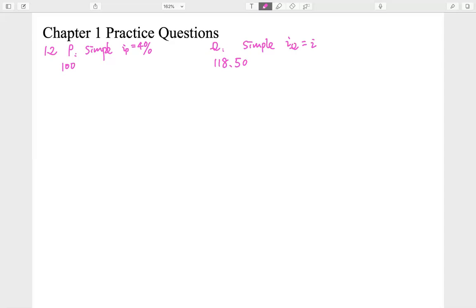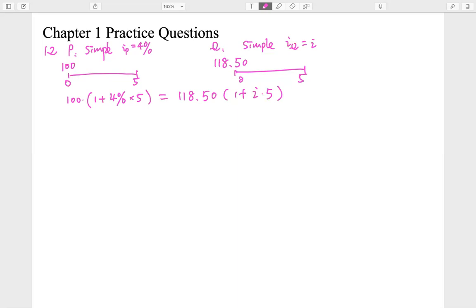So if you want to denote time 0 to 5, we know the accumulated values of those two funds will be equal. So 100(1 + 0.04t), t is 5, okay? Since they are equal, I directly equate. The starting amount is 118.50(1 + i·5), okay? The time is the same, 5 years. Interest is different because the starting amount is different. So we are trying to solve this equation, right?